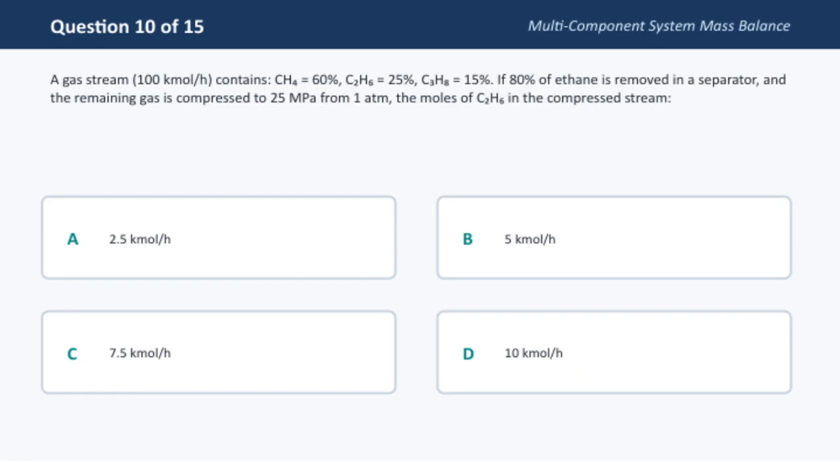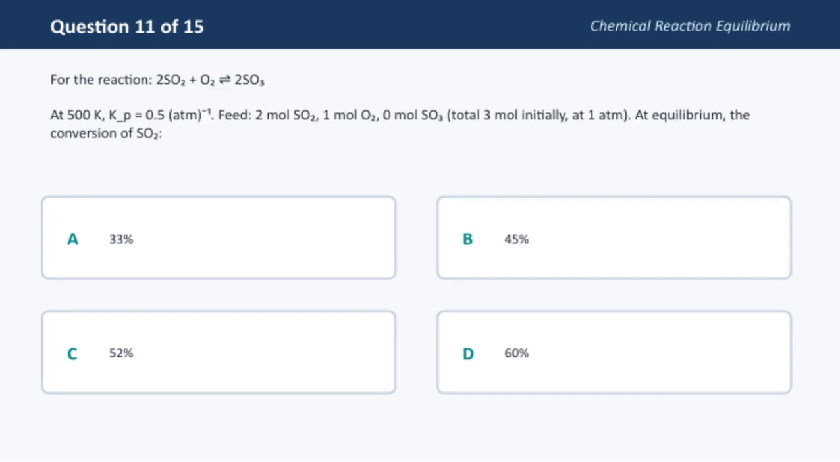Here, we're looking at a gas stream made up of methane, ethane, and propane. The total flow is 100 kmol per hour, with ethane making up 25%. The question asks us to find how many moles of ethane remain after removing 80% in a separator, then compressing the gas to a much higher pressure. This is a classic mass balance problem in a multi-component system, helping us track how each component changes through processing steps.